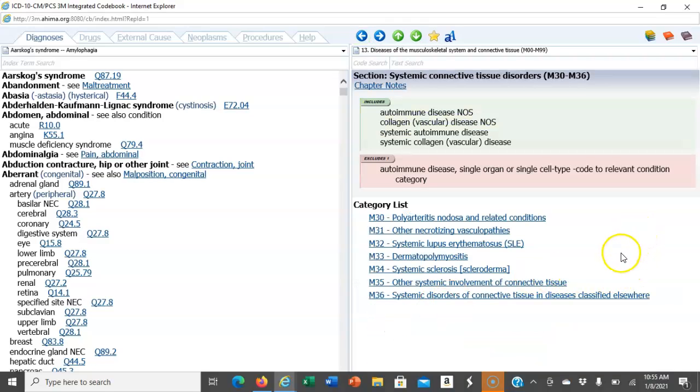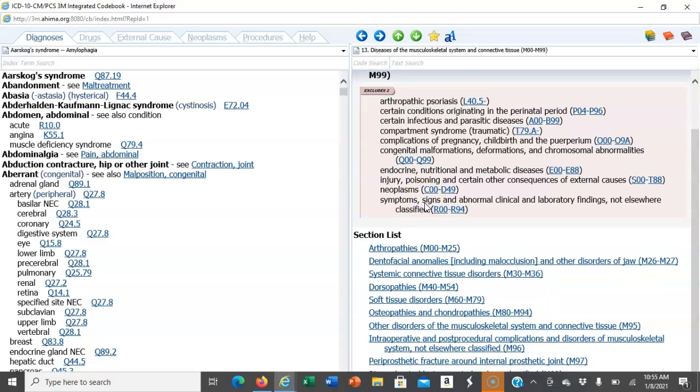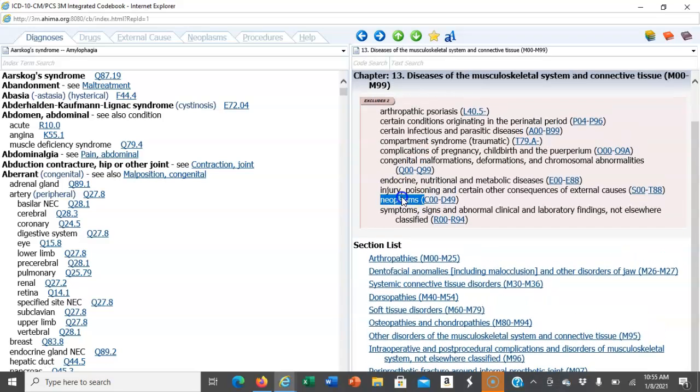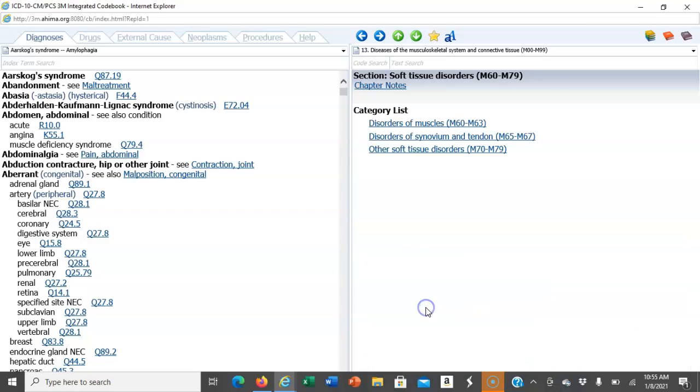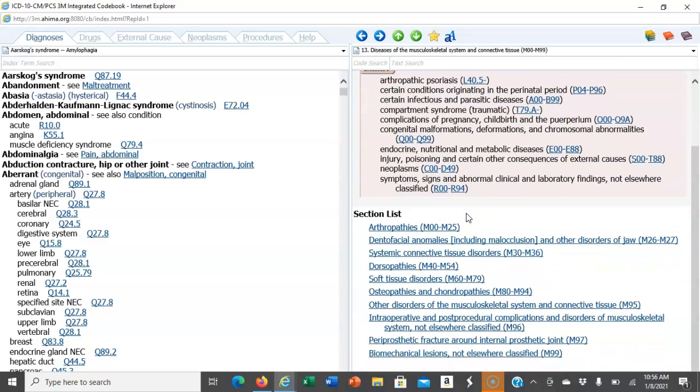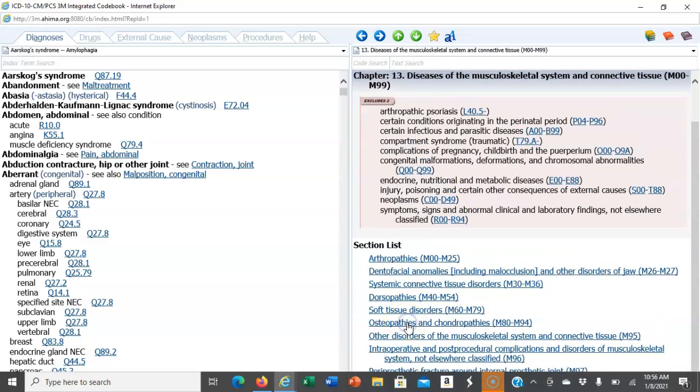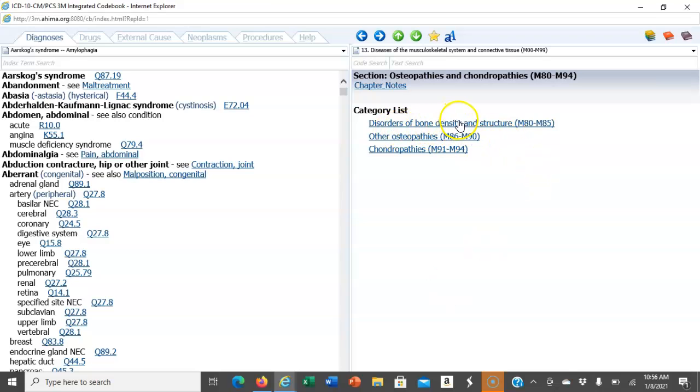Then we have the systemic connective tissue disorders, necrotizing vasculopathies, we have soft tissue disorders, disorders of the muscles, synovium and tendon, and then other soft tissue disorders. So we're going to look at these osteopathies, disorders of bone density and structure, other osteopathies, and then chondropathies.